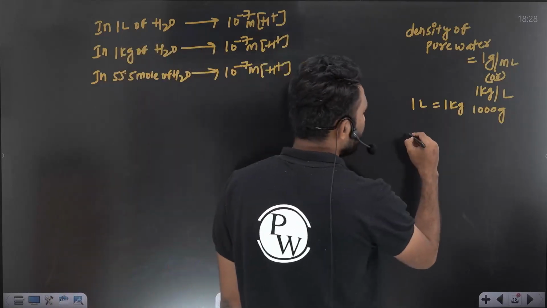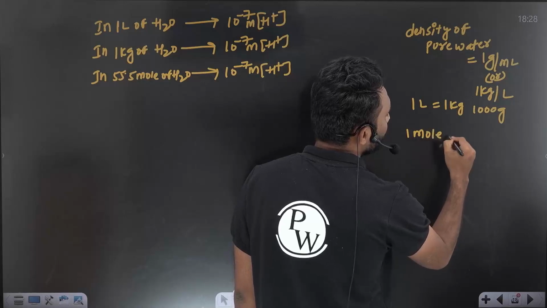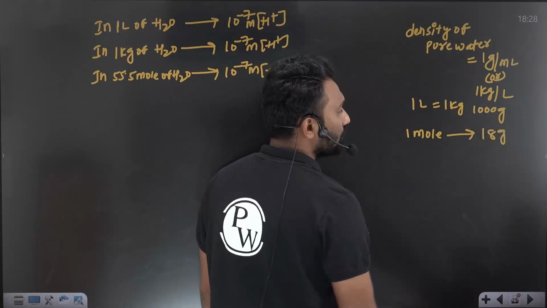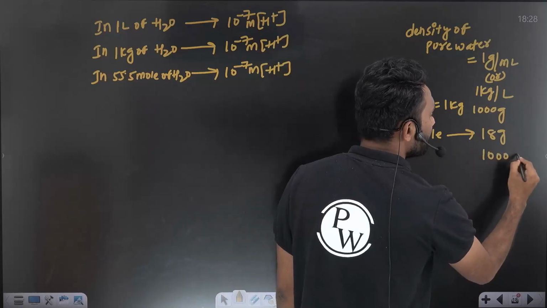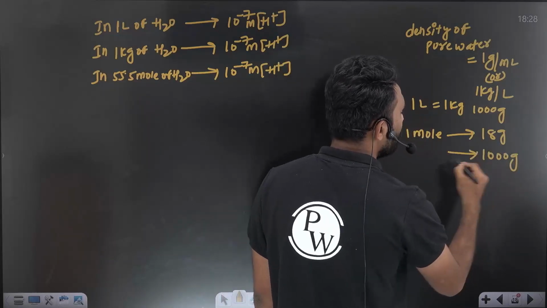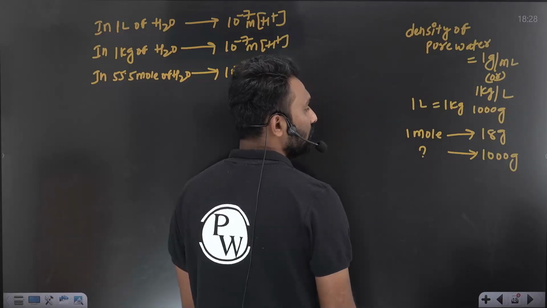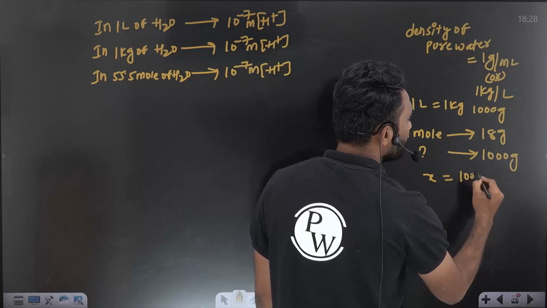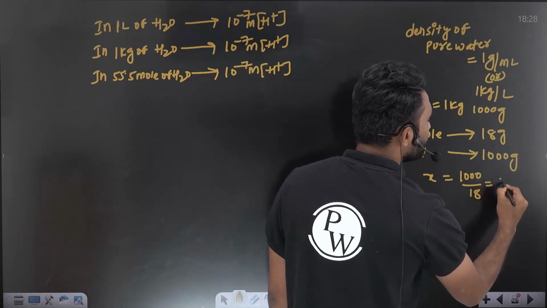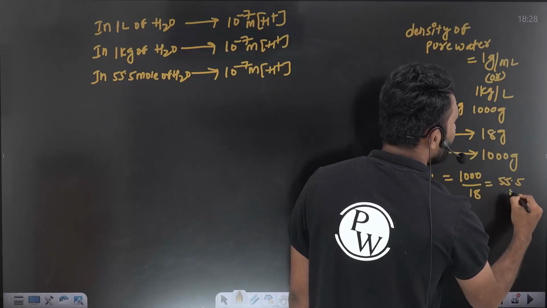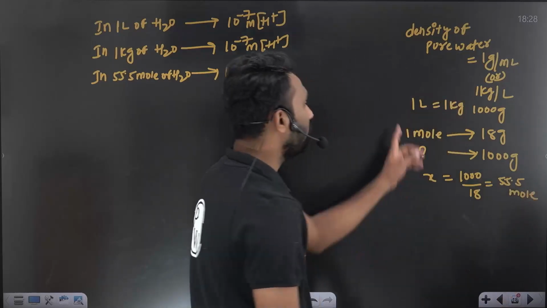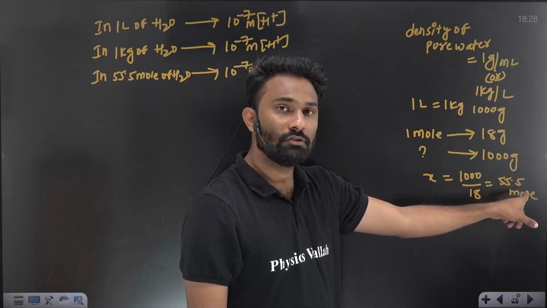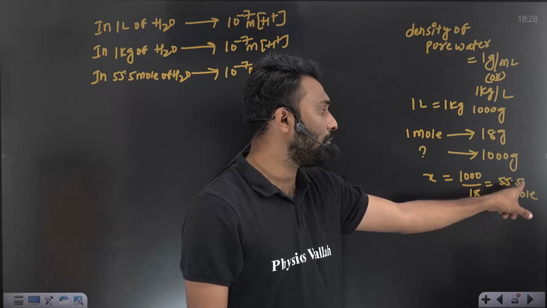Means here 1 mole contains 18 grams of H2O. So in 1000 grams, how many moles will be there? x is equal to 1000 by 18, which will be equal to 55.5 moles. So 1 liter of pure water contains 55.5 moles.